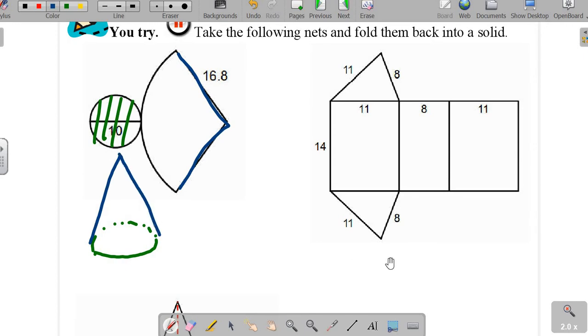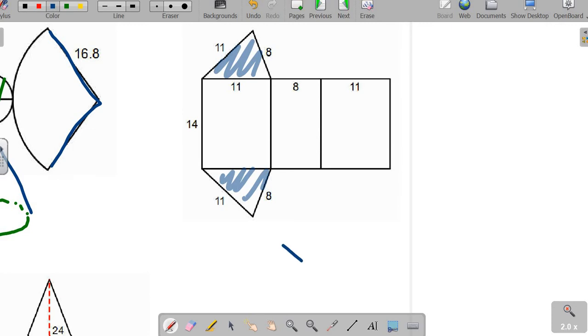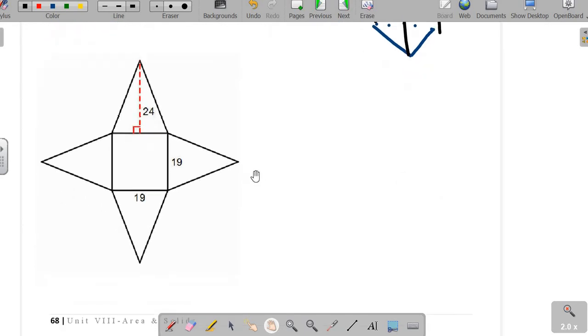So this first one was a cone. This was a triangular based prism. Oh, let's get the dimensions. You should have gotten the dimensions on here. Here, my diameter is 10. My slant height is 16.8. Here, this edge is, if I drew it that way, is 11, 8, and 11 again. Height is 14. If you did not do that, you should go back.